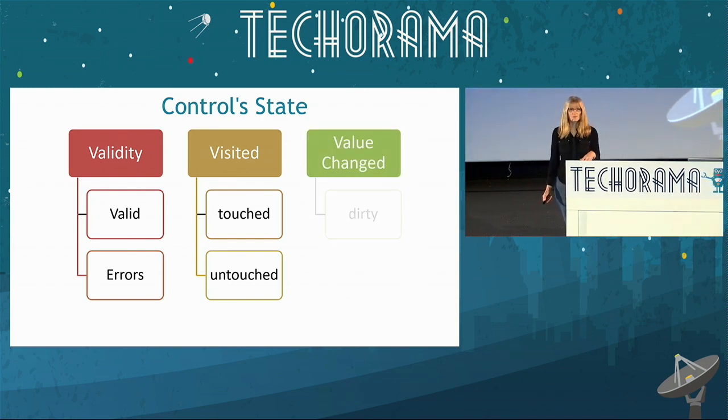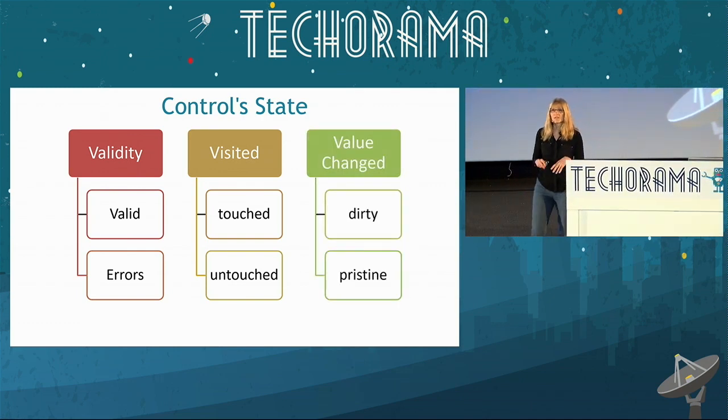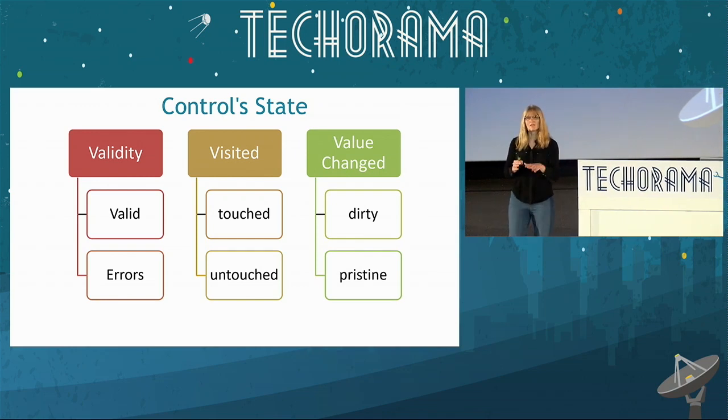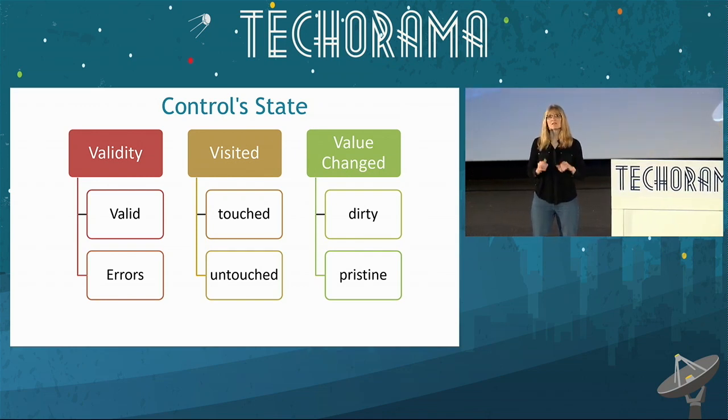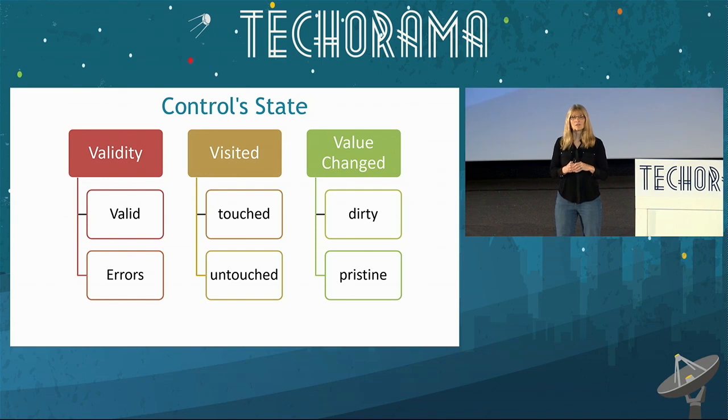Then there's value changed, so there's dirty and pristine. So if the user changes something, even if they haven't left the field, it's immediately marked as dirty. If it hasn't been changed, even if they've gone in it and gone out of it, it still remains pristine.